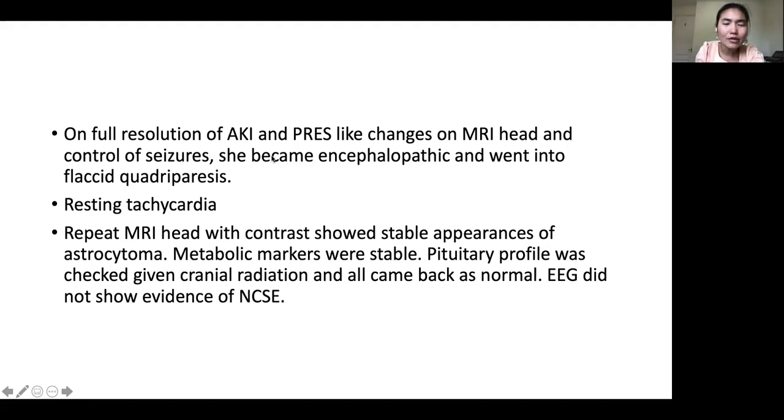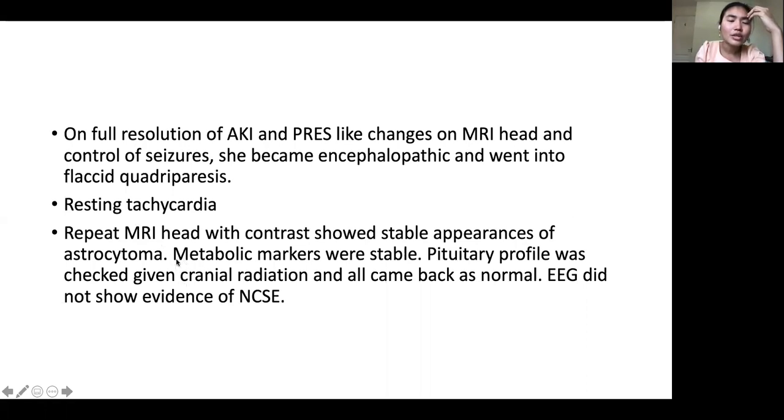However, she became encephalopathic. She became confused suddenly, and then she went into rapidly progressive flaccid quadriparesis, during which she was also noted to have tachycardia at rest. At rest, our autonomic nervous system works such that if you're not doing anything, if you're relaxed, your heart rate is normal, but this patient has tachycardia at rest, so that's a sign of dysautonomia.